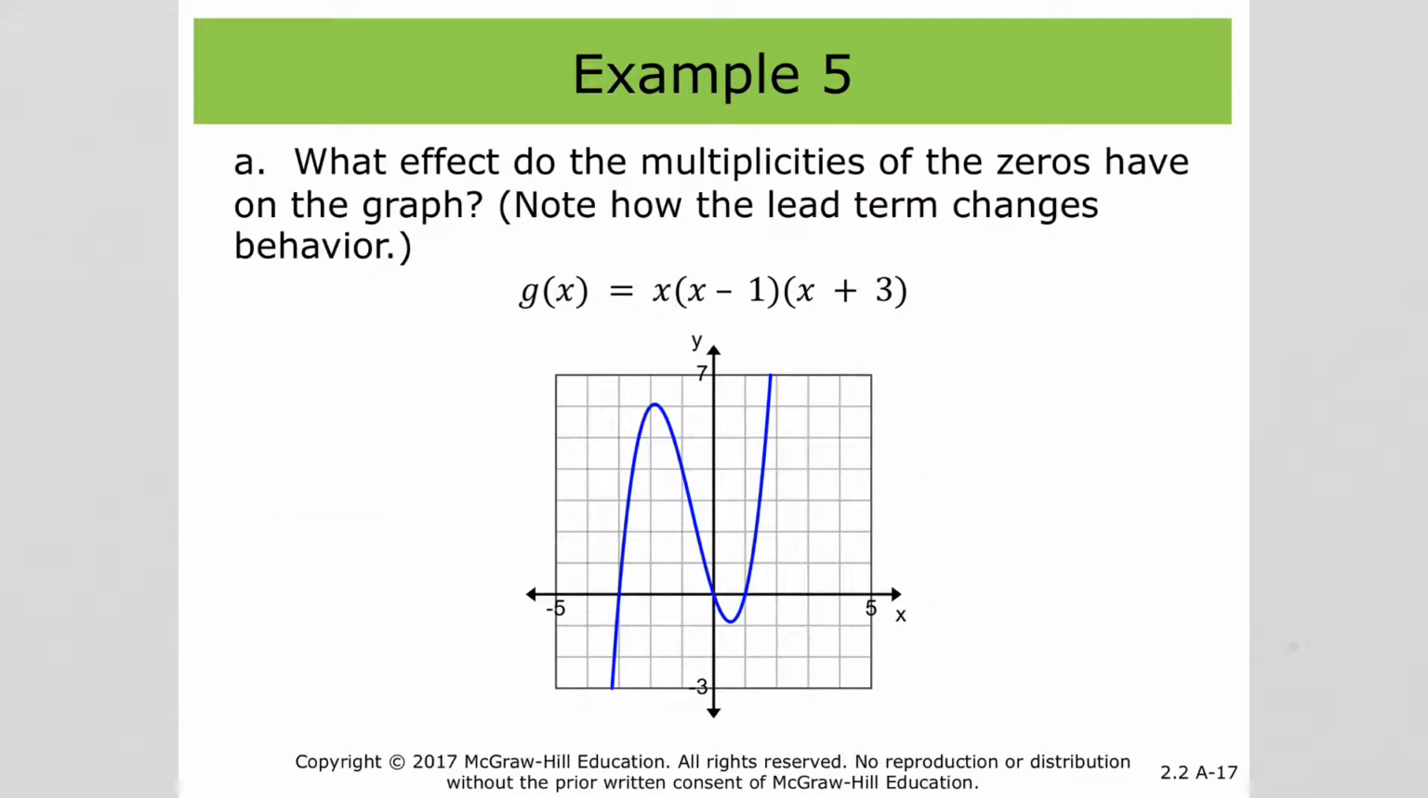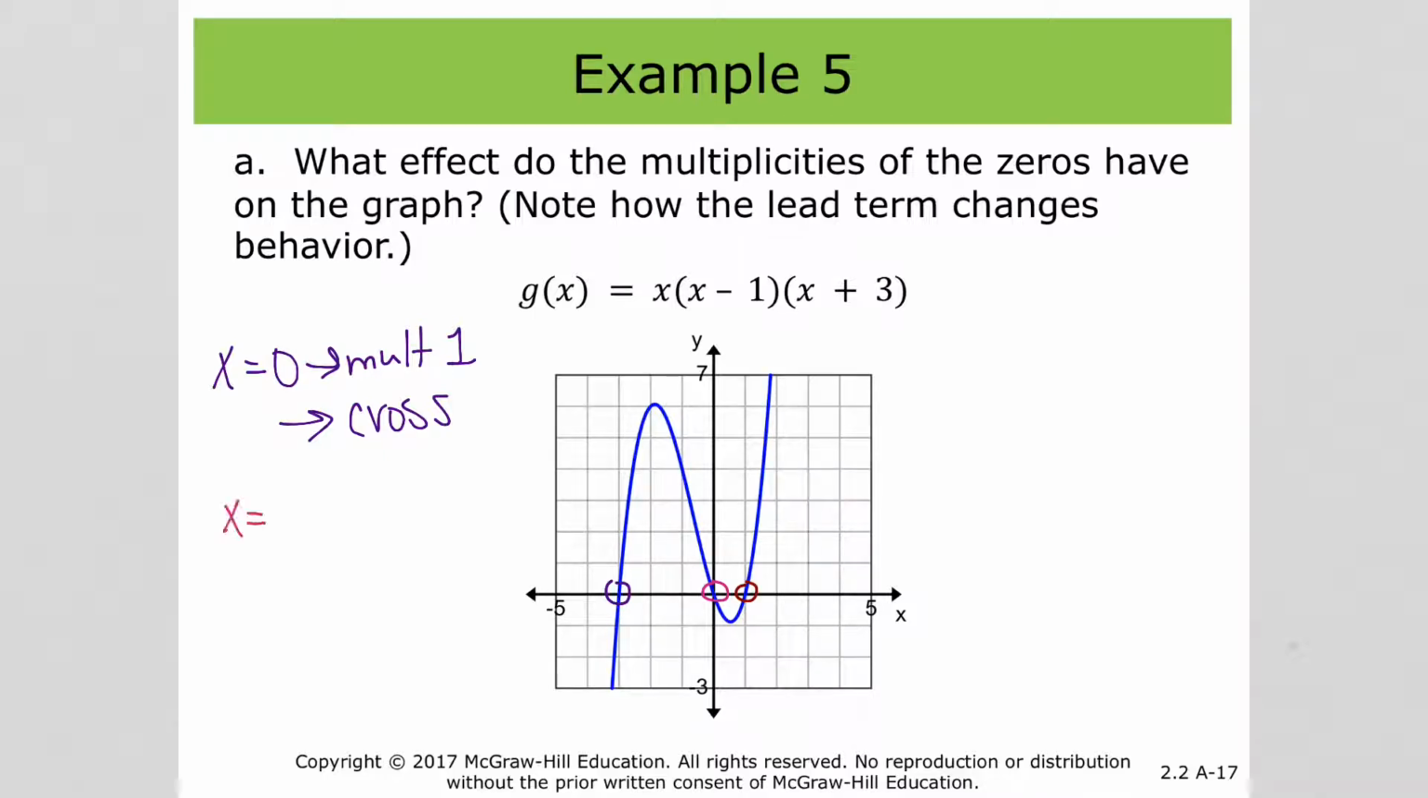So what effect do the multiplicities of the zeros have on the graph? So here we've got a graph where we've got zeros that are negative 3, 0, and 1. Okay, so what's what here? Well, x equals 0 is a multiplicity of 1. That's odd, so that means we cross. And you can see from the graph, in fact, we do cross.